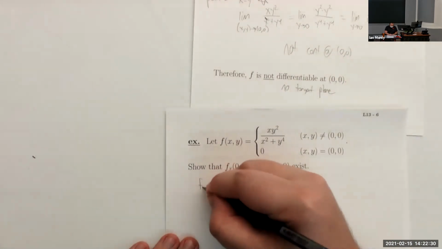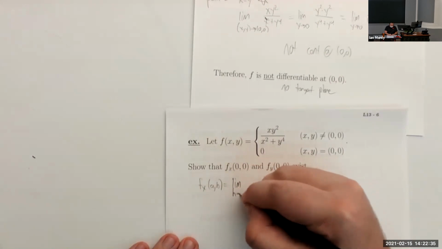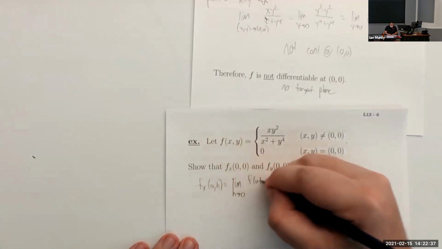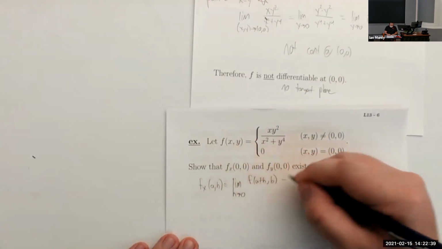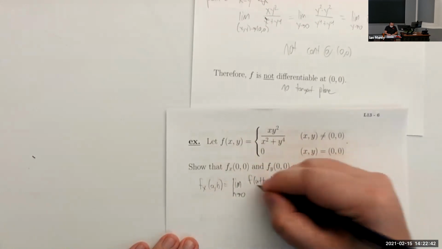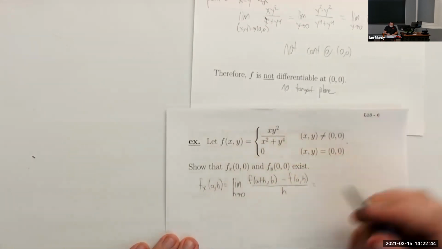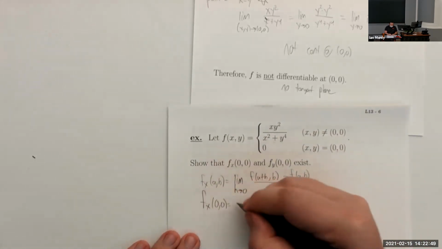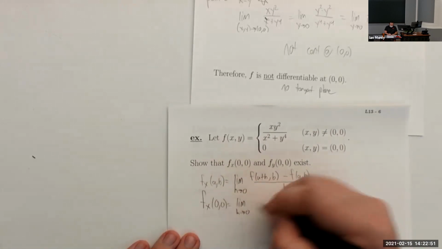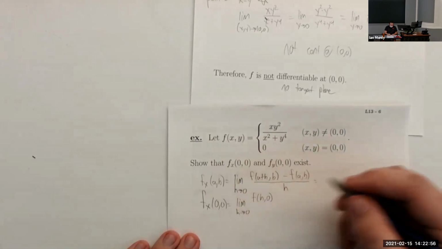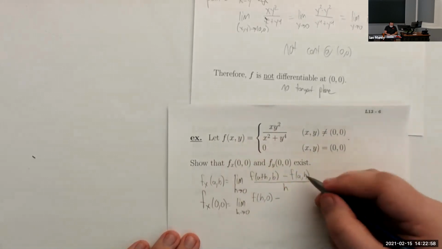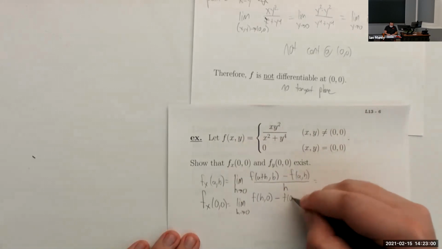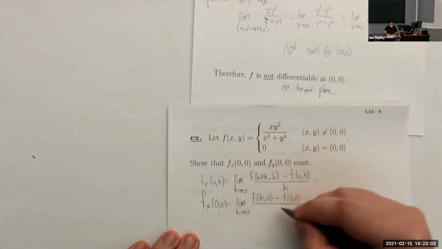Okay, so let's see. Now remember, the partial derivative at (a, b) is the limit as h goes to 0 of f of (a plus h, b) minus f of (a, b), divided by h. All right, well, in our particular case, we want to know what's happening at (0, 0). So we have the limit as h goes to 0 of f of (h, 0) minus f of (0, 0) divided by h.